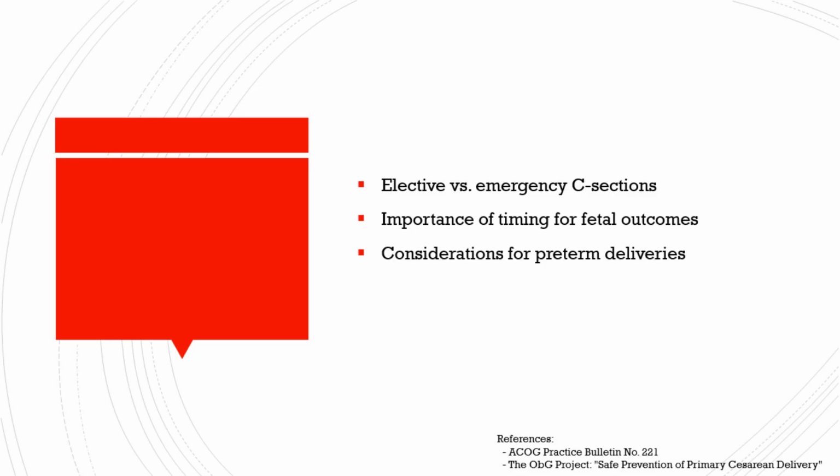The timing of a cesarean delivery can significantly impact fetal outcomes. Elective C-sections should be scheduled at 39 weeks or later, unless there are clear maternal or fetal indications for earlier delivery. Preterm deliveries require additional considerations to optimize neonatal outcomes.